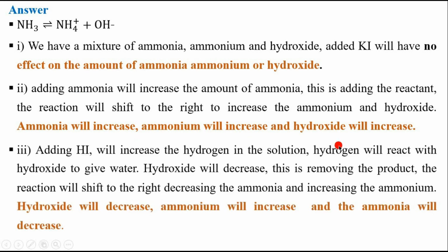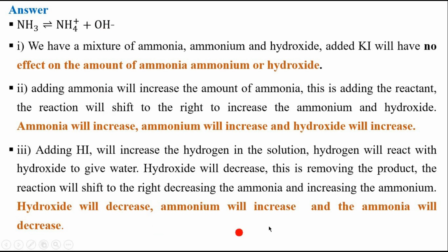So what if we add HI? That means we're adding more proton, and protons react with a base. So the hydrogen in the solution reacts with hydroxide to form water. That means hydroxide will be decreasing. This is like removing the product. If you remove the product, there will be formation of more product. The reaction will shift to the right, decreasing the ammonia and increasing the ammonium. So the hydroxide will decrease because it is reacting with H+.